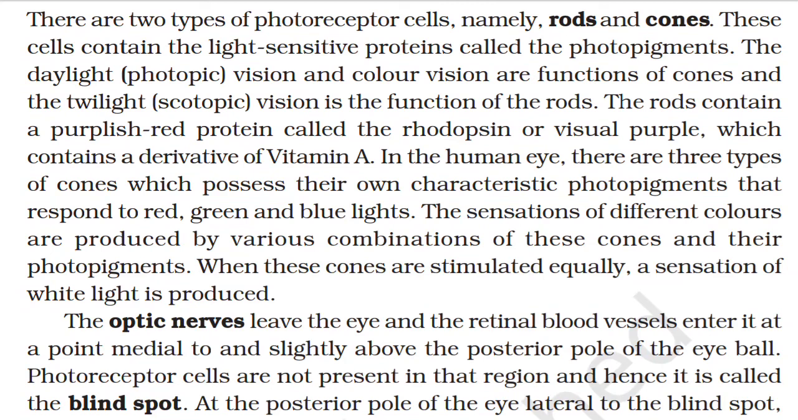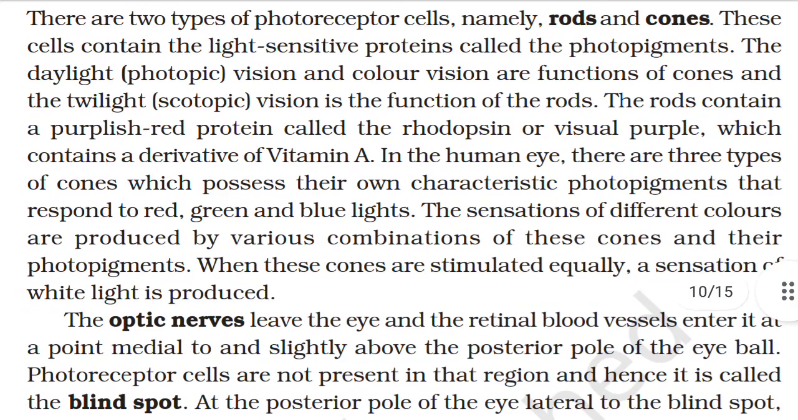The rods contain a purplish red protein called the rhodopsin or the visual purple, which contains a derivative of vitamin A. In the human eye, there are 3 types of cones which possess their own characteristic photopigments that respond to red, green and blue lights. The sensations of different colors are produced by various combinations of these cones and their photopigments. When these cones are stimulated equally, a sensation of white light is produced.